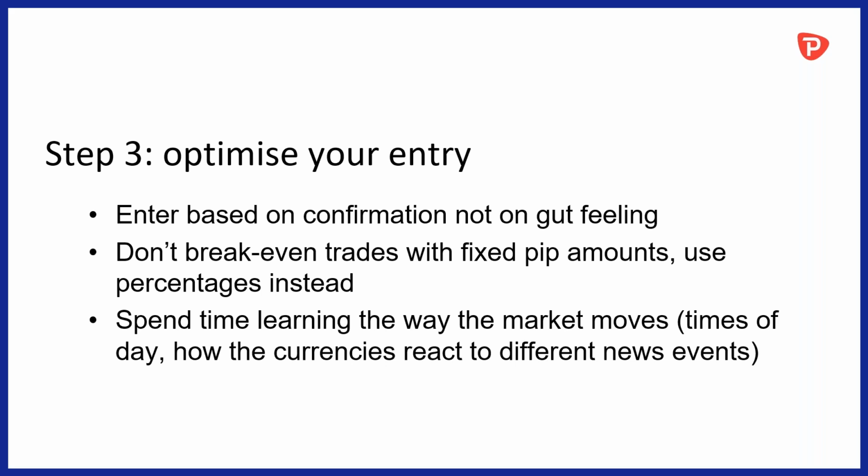We also don't want to break even our trades necessarily with fixed pip amounts. Each trade will have a slightly different stop loss and slightly different take profit. So instead, break even using a percentage. Let's say we had a 20 pip take profit and we wanted to break even at 60% of the trade. We would work that out into pips and use that as our break even point. And it would always be 60%. That keeps it really stable and more statistically relevant, and I guess also gives us a higher chance of success longer term with our trading system.